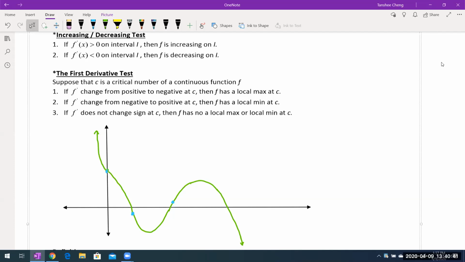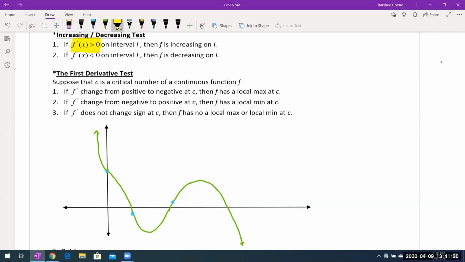So the first one says that if the first derivative of the function is greater than 0 on a certain interval, then we call that interval an increasing interval. I can use this inequality to find out what the interval is going to be. So that's the algebraic approach that we can do. And similarly, if f prime of x is less than 0 on a certain interval, then it is a decreasing interval.